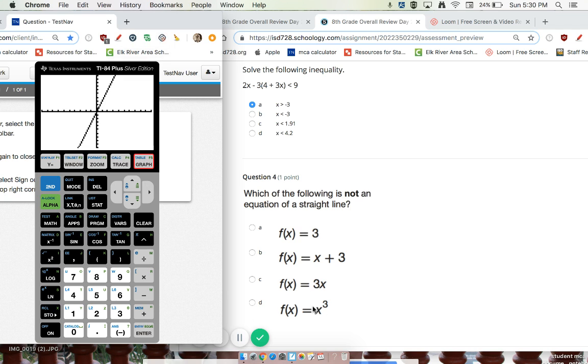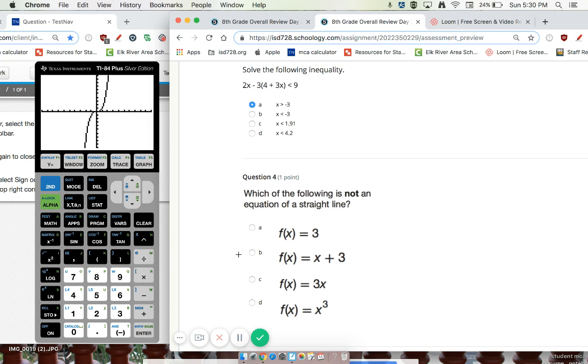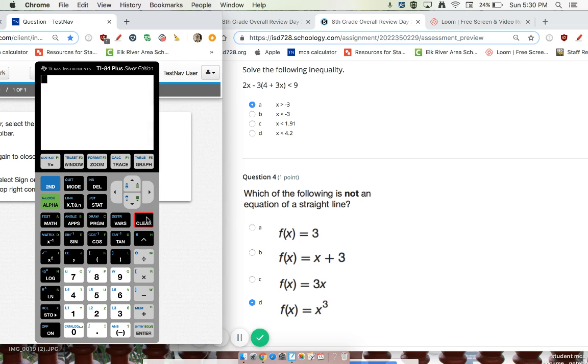Another straight line, x cubed. Okay, go back to y equals, delete this, x to that's this button. You want to give it a boost to the top, 3, graph it. Oh yeah, that's definitely not a straight line. So that's my strategy there, is I graph them and identify the straight lines.